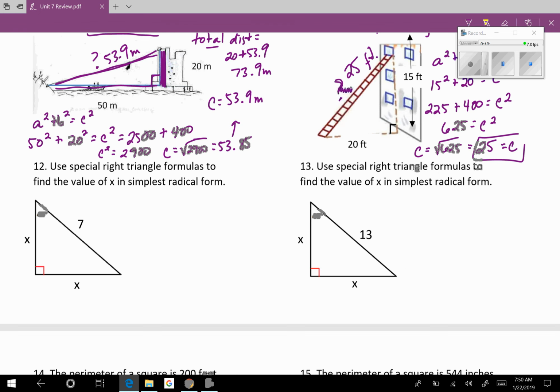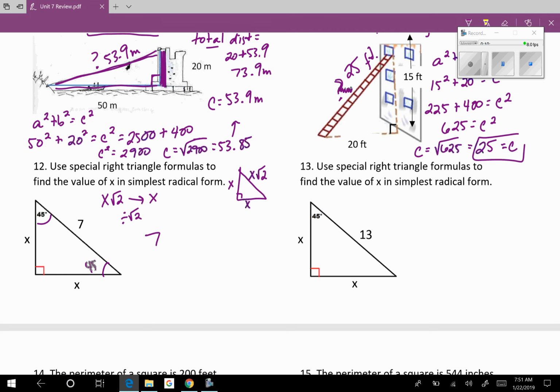All right, number 12. It says use the special right triangle formulas to find the value of x in simplest radical form. All right, you got a right triangle here. This is a 45, so we automatically know this is also a 45. We have a 45, 45, 90. So if you remember about 45, 45, 90s, your hypotenuse is x times the square root of 2, and your two legs are both the same. They're both just x. So we have the hypotenuse, so we need to work backwards to just x. So to go from x times the square root of 2 to just x, we have to divide by the square root of 2.